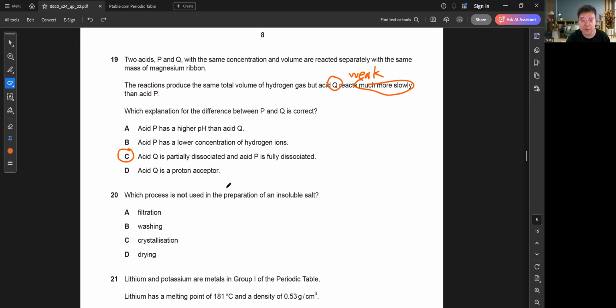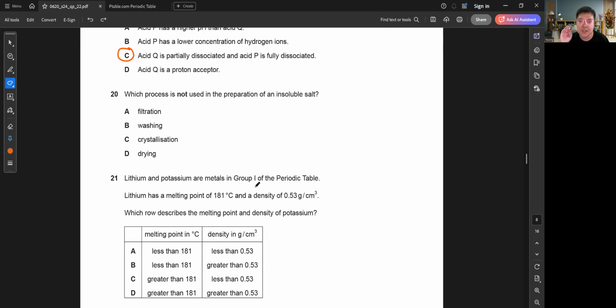who is more reactive. Okay, number 20, which process is not used in the preparation of an insoluble salt? So students, if possible, should have the exact steps if we want to prepare a soluble salt and if we want to prepare an insoluble salt. So the best way here is to memorize, okay? But because it is an insoluble salt, the answer is crystallization.